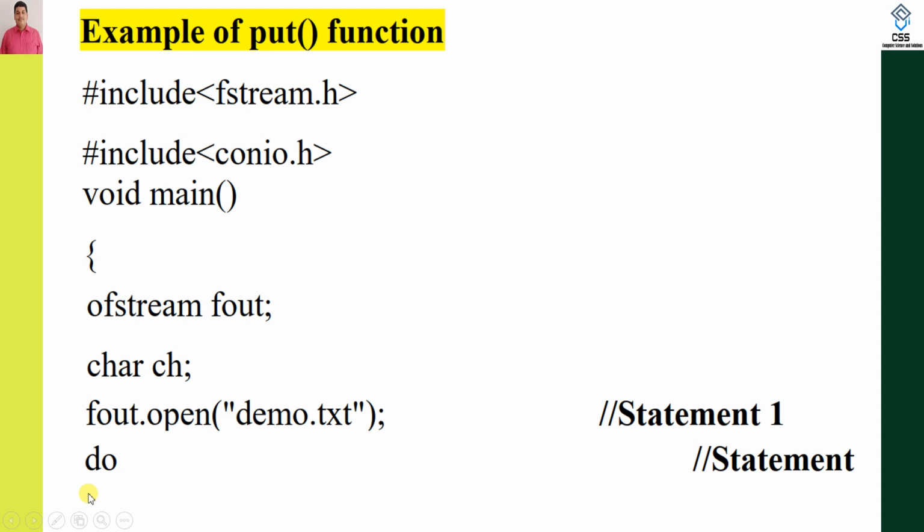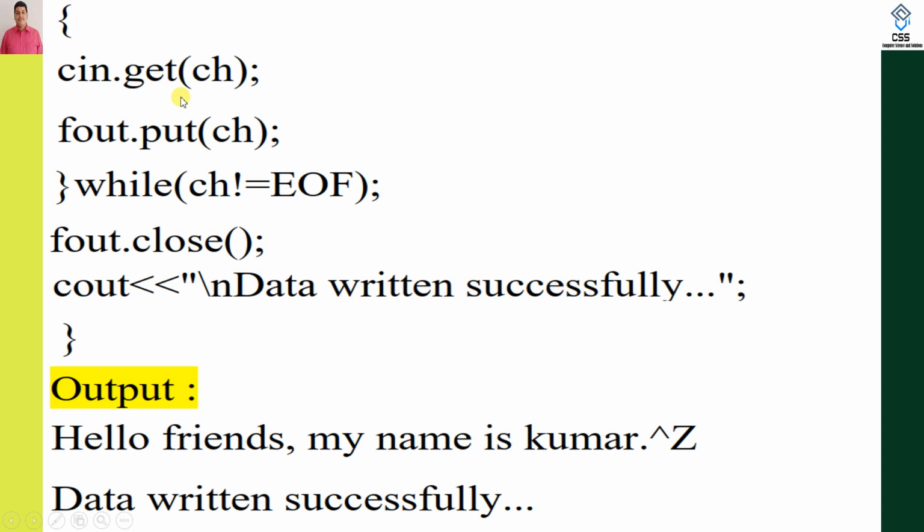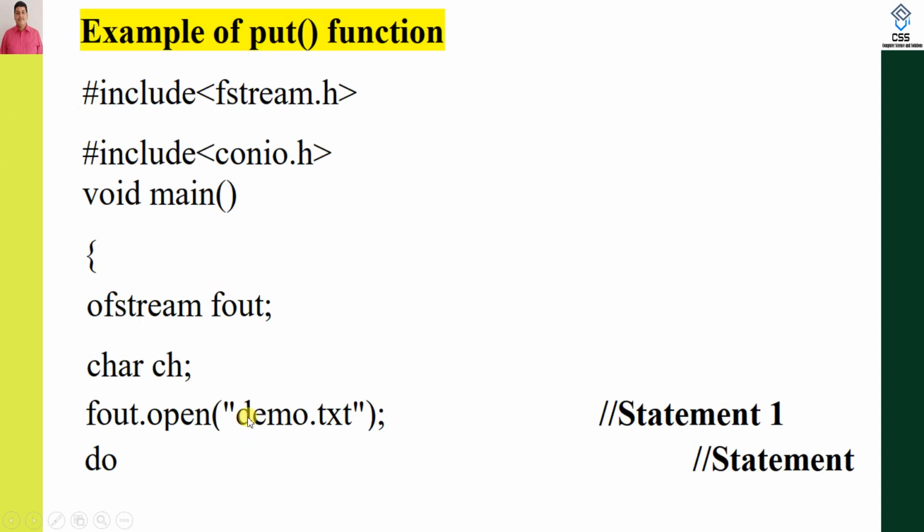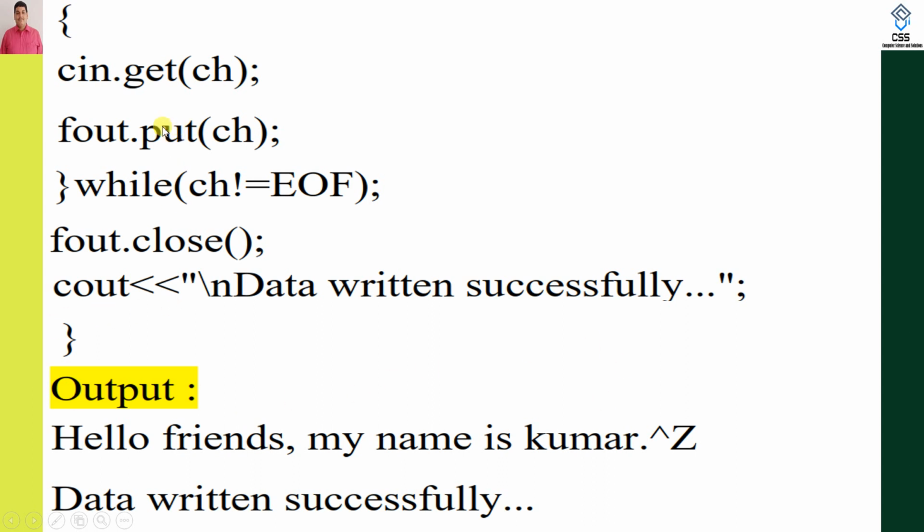Hence we take a loop, a do while loop, which is a post-test loop. See, we input a value. Suppose we input hello, then the get function will take ch, meaning h, and write it into the file, that is fout. Fout means it will write into demo.txt. Put is the function to write the data. Now h is not equal to end of file, yes, so the next character e is taken and again written into the file demo.txt. This continues.